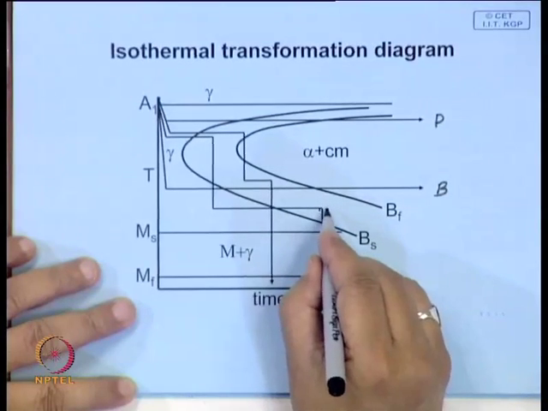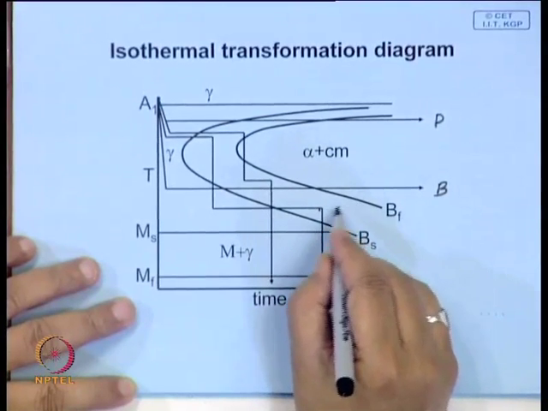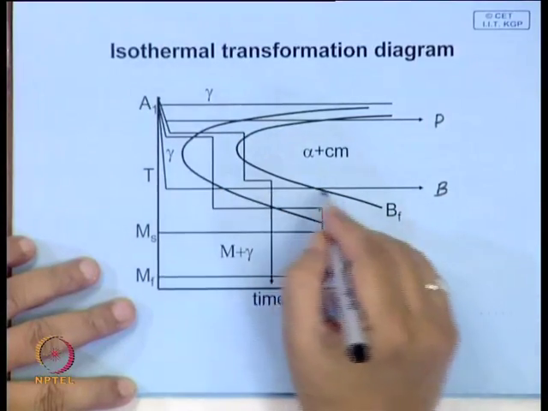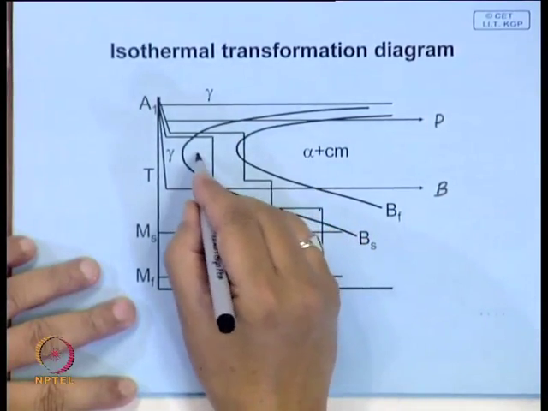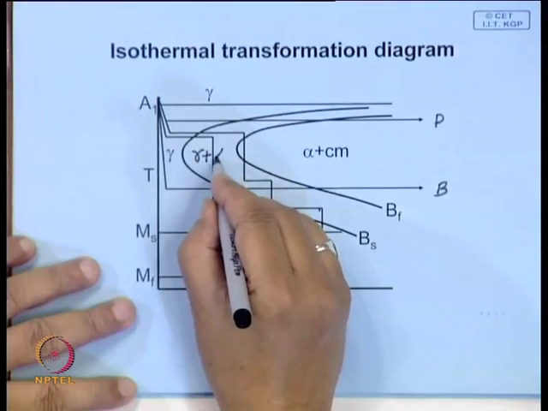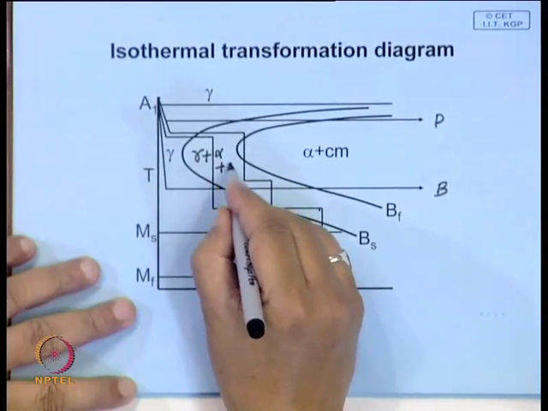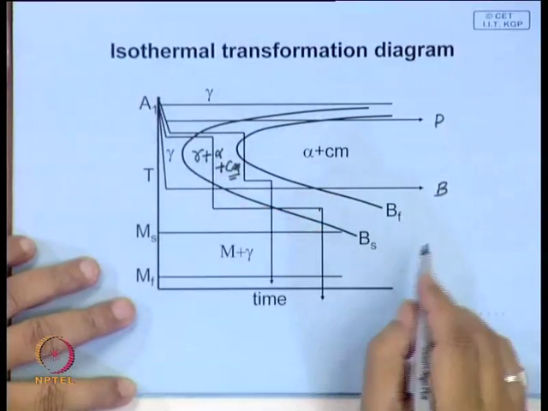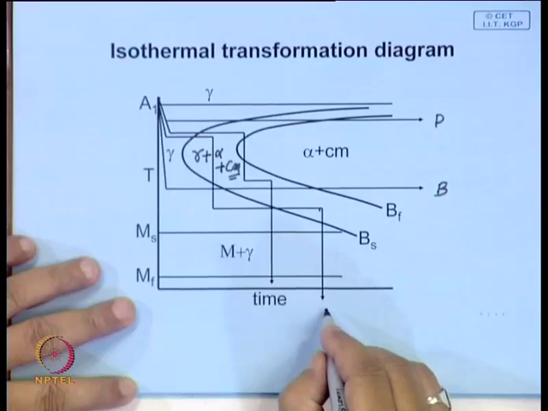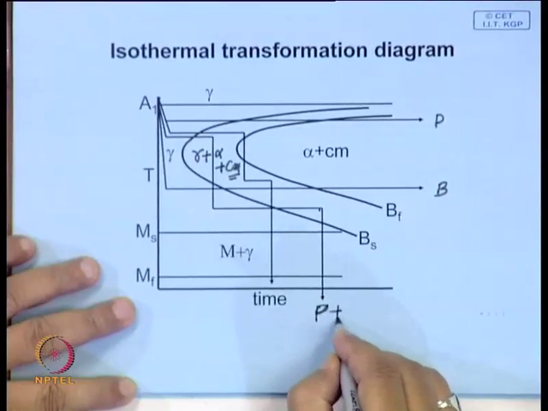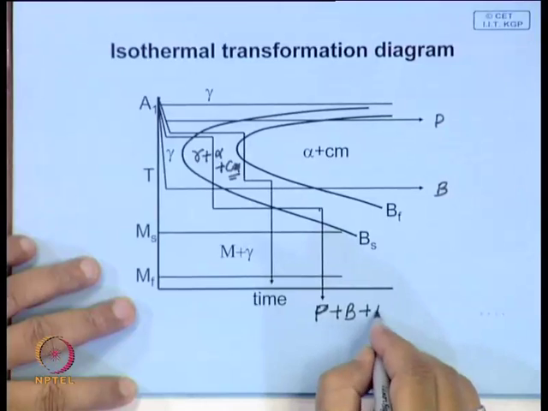Still there may be some amount of untransformed austenite. So, the in between region actually represents austenite plus transformation product, possibly alpha plus carbide, and cementite is one form of the carbide. So, in this particular case you get pearlite, you get bainite, you get martensite.